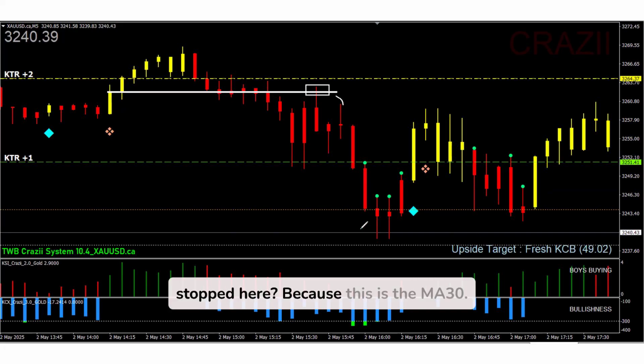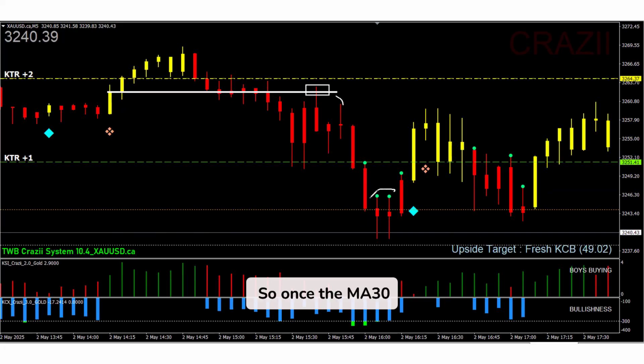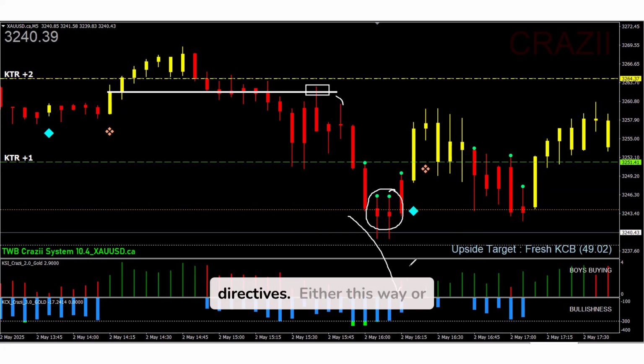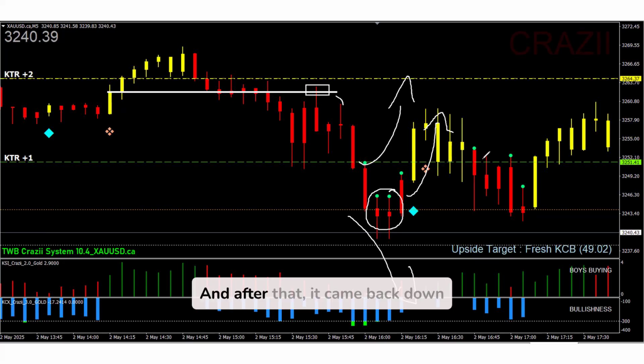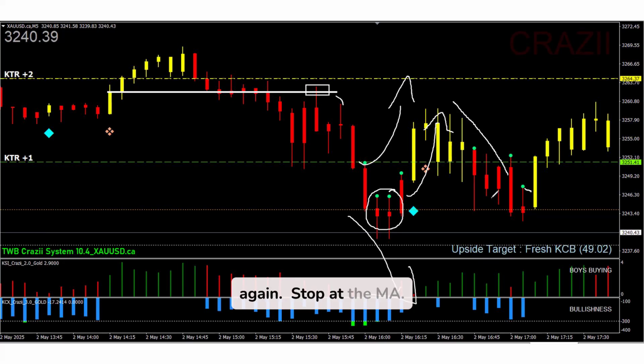Now, why it stopped here? Because this is the MA30. So once the MA30 is triggered, remember there's only two directions, either this way or this way. The market chose up instead. So that's why you should cover back your position. And after that, it came back down again, stopped at the MA, and again, the market moved this way.